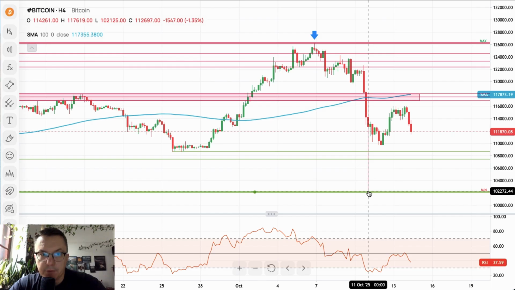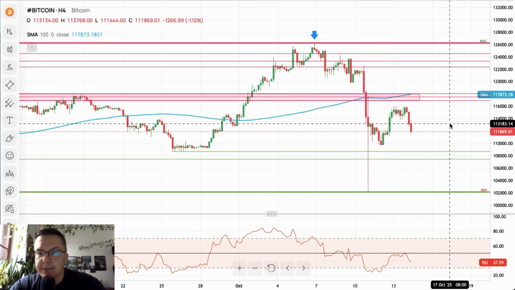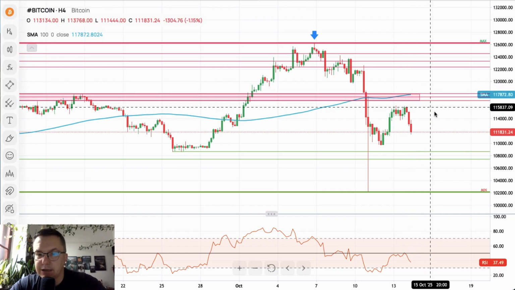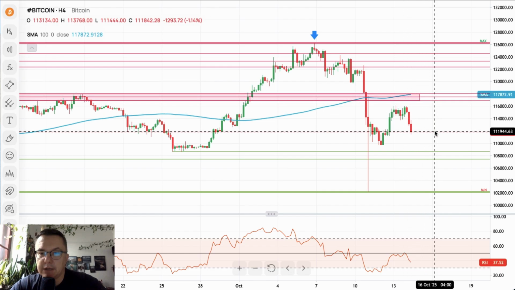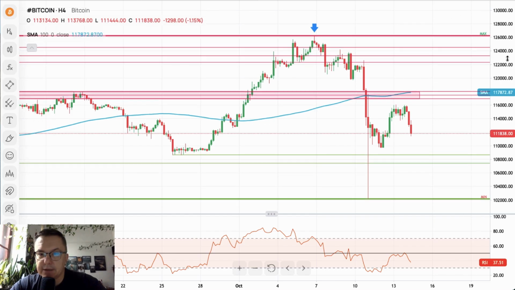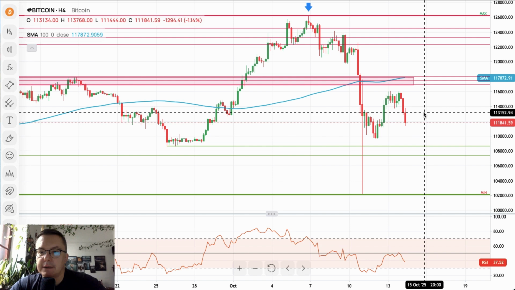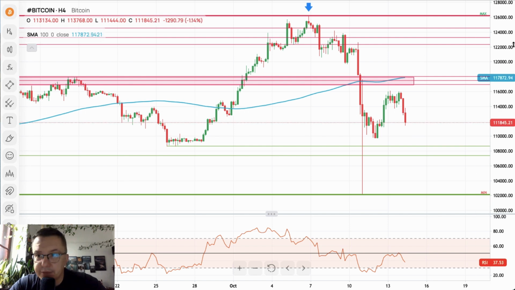For the bulls, the upside is limited. To break to the upside, we need to break above the supply zone and 100 periods moving average. Right now, nothing like this is happening, and it looks like this market wants to move way lower than it is right now. That's everything from me for today.